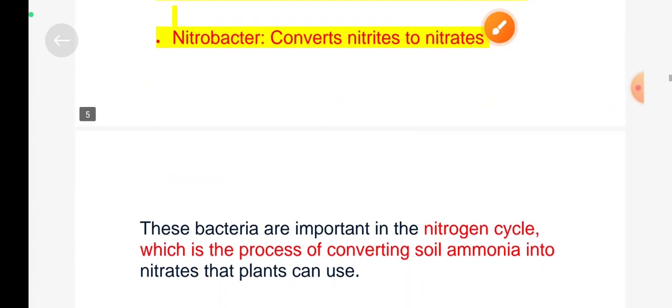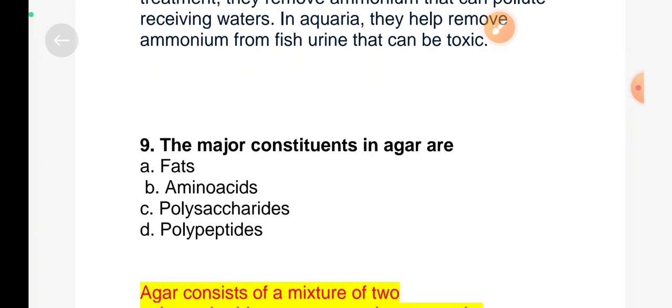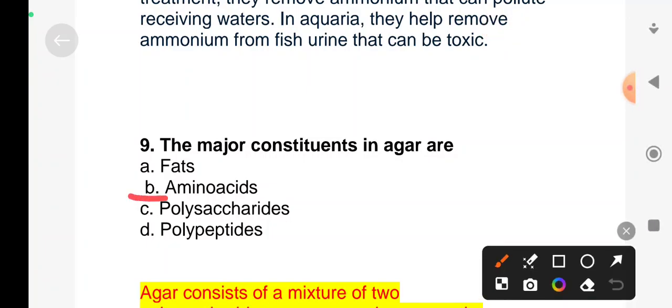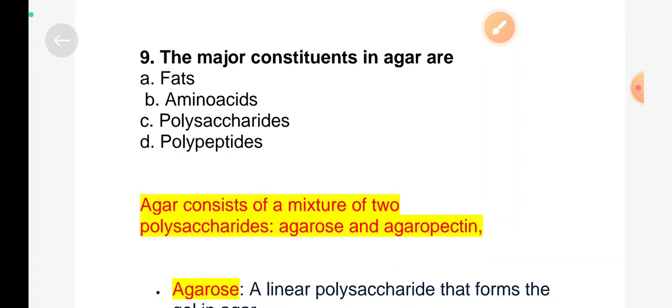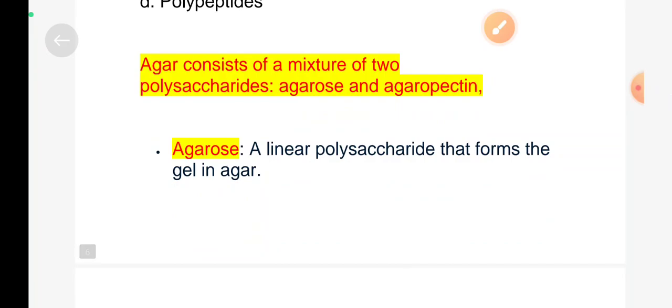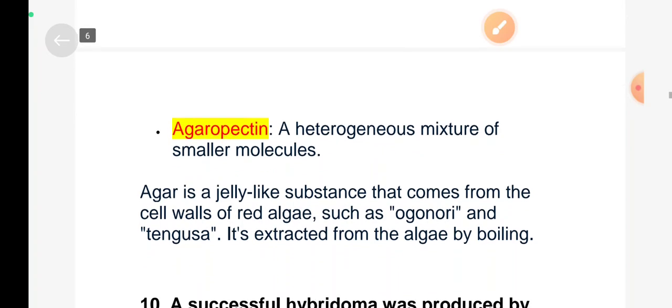Next question. The major constituents in agar are: option A, fats; option B, amino acids; option C, polysaccharides; option D, polypeptides. Correct answer is option C, polysaccharide. Agar consists of a mixture of two polysaccharides, agarose and agaropectin. Agarose is a linear polysaccharide that forms the gel in agar, and agaropectin is a heterogeneous mixture of smaller molecules.